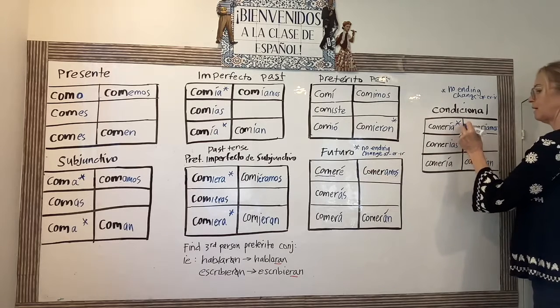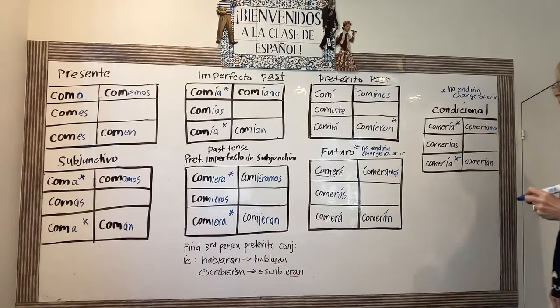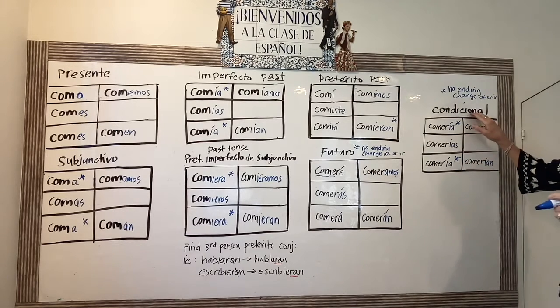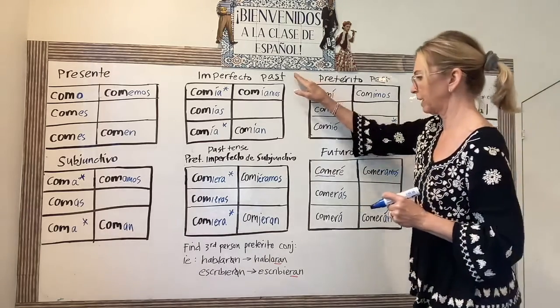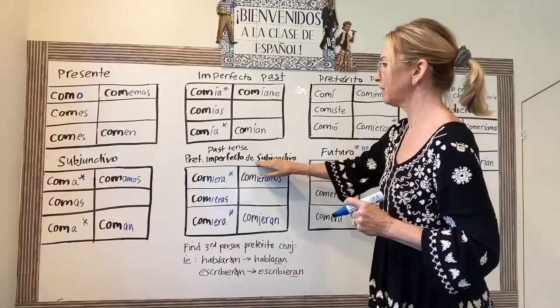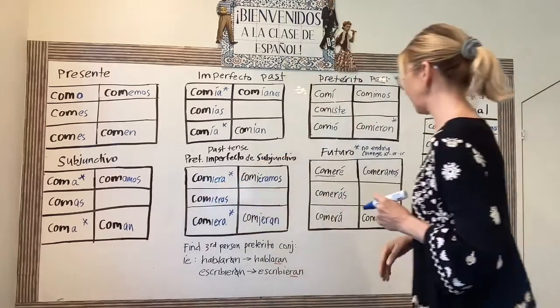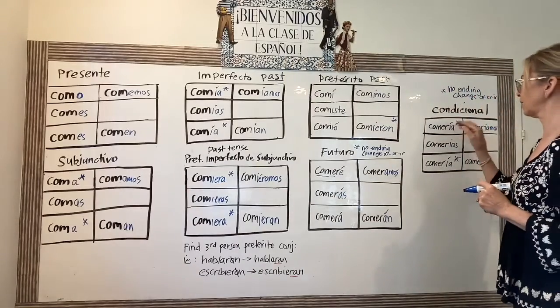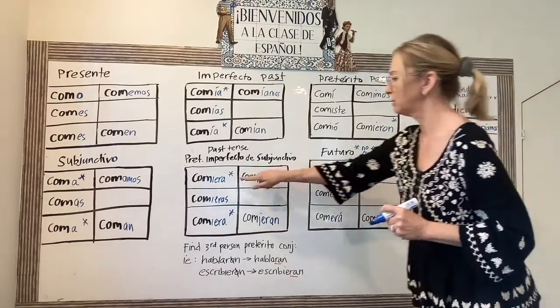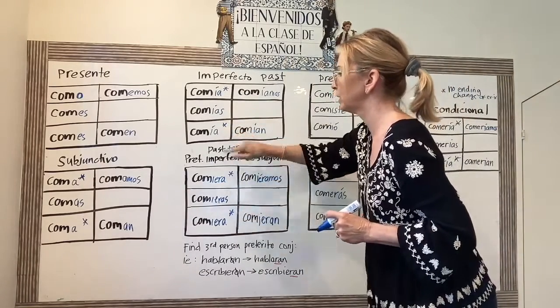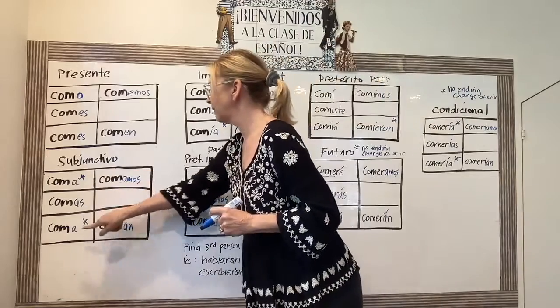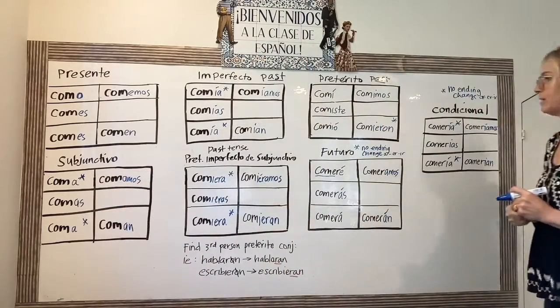Here, the same thing. Conditional is the same in the first person singular and the third person singular. So here we go. How many of those are like that? We have the conditional like that. We have the imperfect like that. We have the imperfect subjunctive like that. And we have the subjunctive like that. Those are the only ones that have the same conjugations, right? And the yo and this one. And then let's look at what else happens.